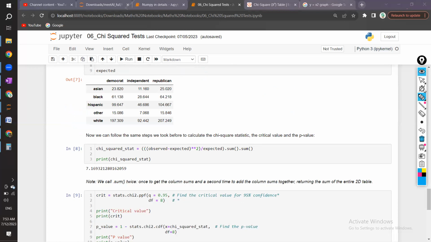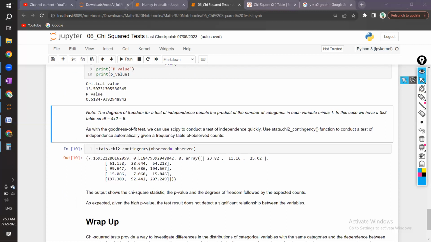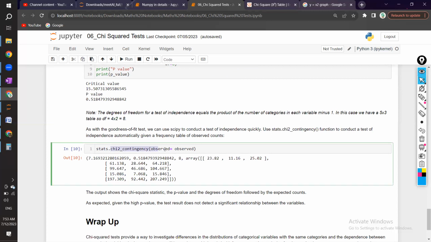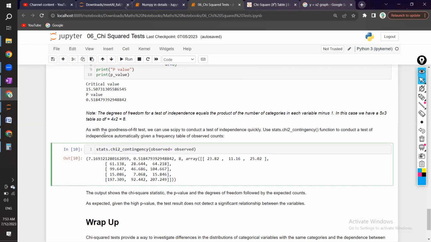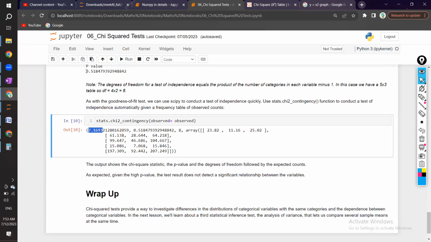Okay, fine. So that's how you can calculate those. And similarly, if you don't want to do all this, just say stats.chi2_contingency and pass the observed values, and you will have the same value. Whatever the chi-square test, you have 7.16 over here, and the p-value 0.51.